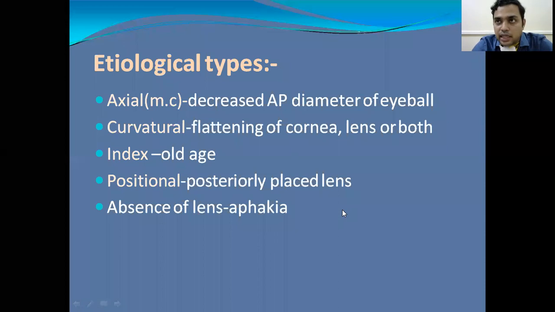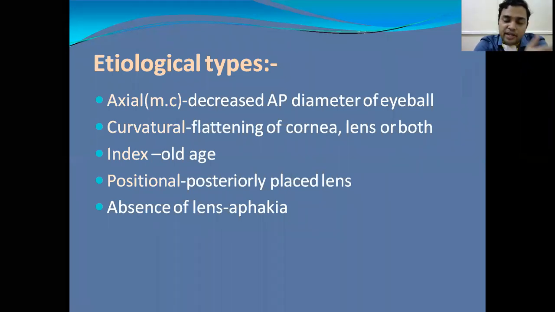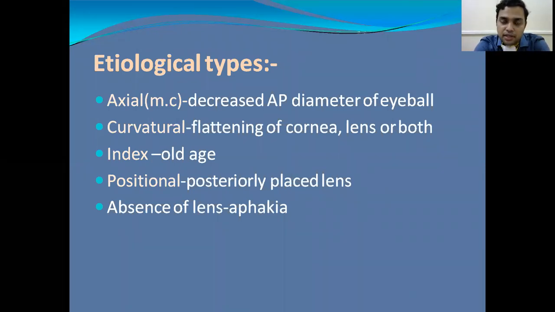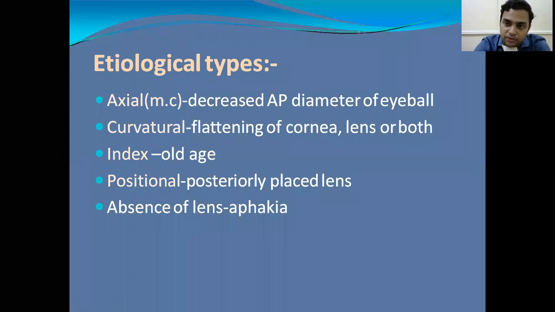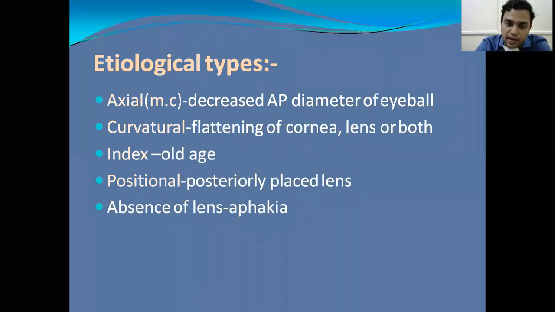And because of the decreased refractive index of the lens. In old age or in case of cortical cataract, there is a decreased refractive index of the lens, and that leads to index hypermetropia. And because of positional hypermetropia, due to any trauma or subluxation, there is a posterior placement of the lens, and that leads to divergence of the light rays, so that the rays are focused behind the retina. And the last one is because of aphakia.